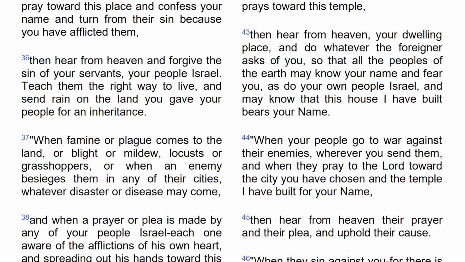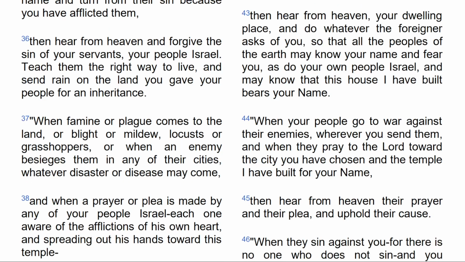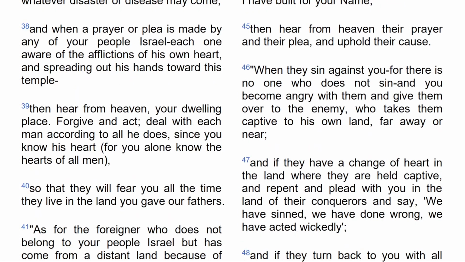When famine or plague comes to the land, or blight or mildew, locusts or grasshoppers, or when an enemy besieges them in any of their cities, whatever disaster or disease may come, and when a prayer or plea is made by any of your people Israel, each one aware of the afflictions of his own heart, and spreading out his hands toward this temple, then hear from heaven your dwelling place.